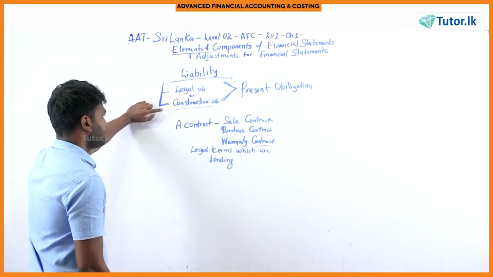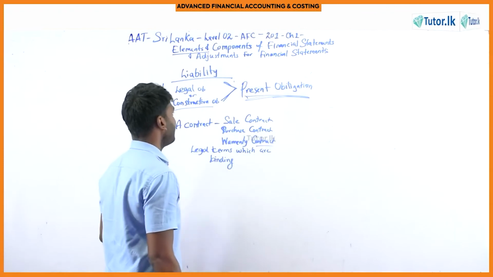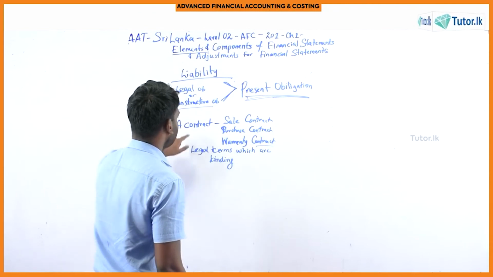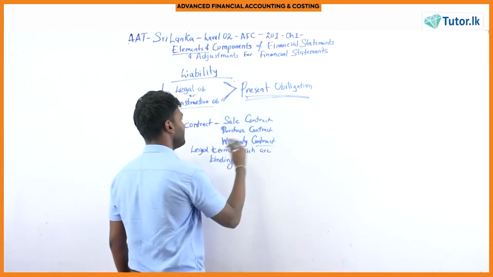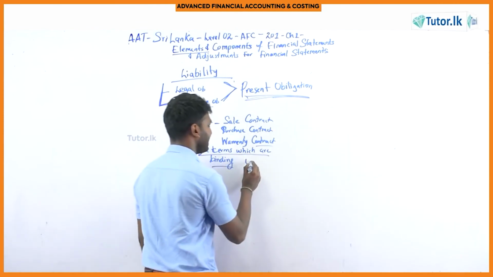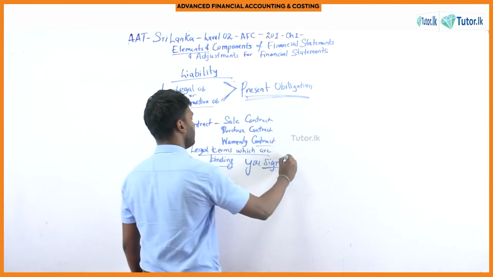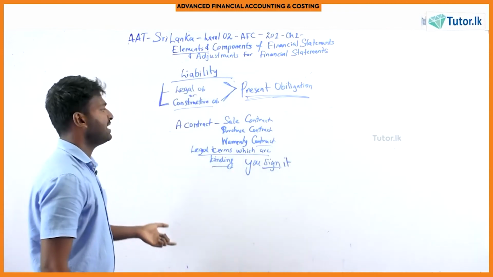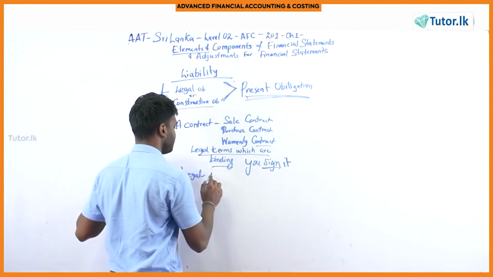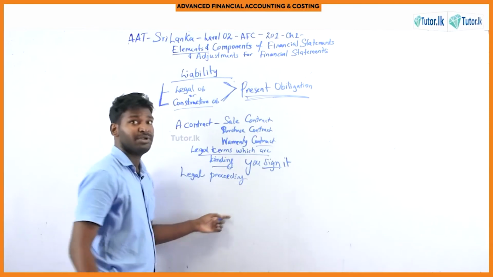So, legal obligation and constructive obligation. The present obligation, the first criterion to satisfy a liability, should be a legal obligation. It can come from a contract, such as a sales contract, purchase contract or warranty contract, where the legal terms are binding. You sign it, that means you are bound by it. Apart from that, any other legal proceedings, such as a court case, will come into this category.